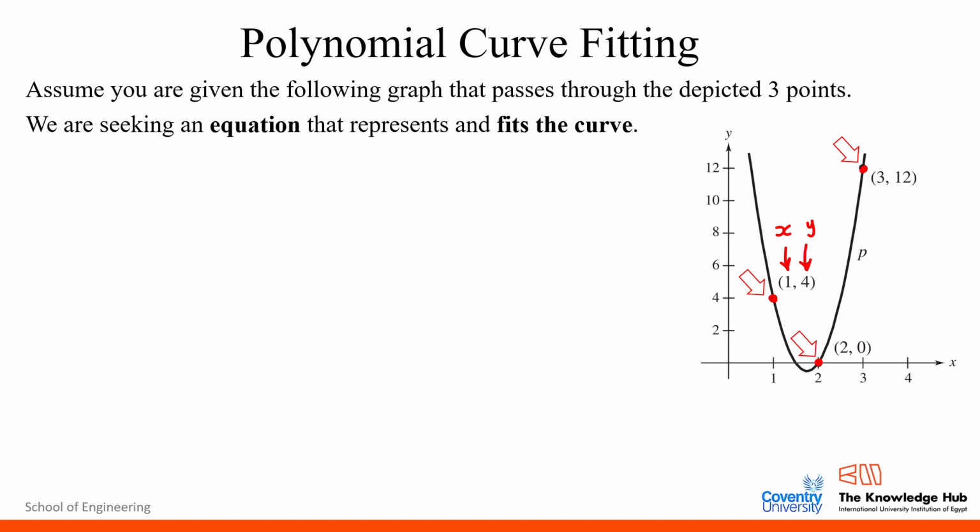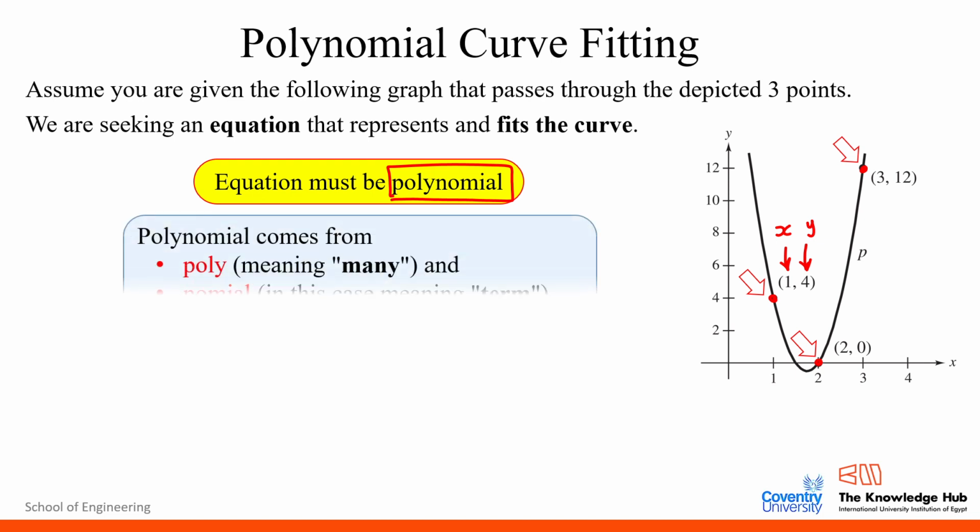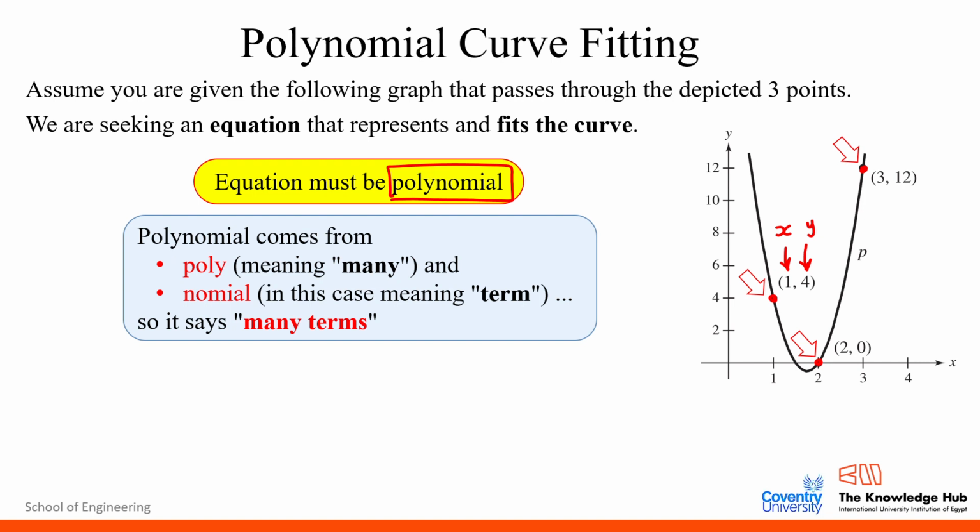How can I get an equation that represents a curve? First of all, the equation must be a polynomial. Do you know what's meant by polynomial? So let me show you the meaning of polynomial. Polynomial comes from poly, meaning many, and nomial, in this case, meaning term. So it says many terms. So polynomial means many terms.